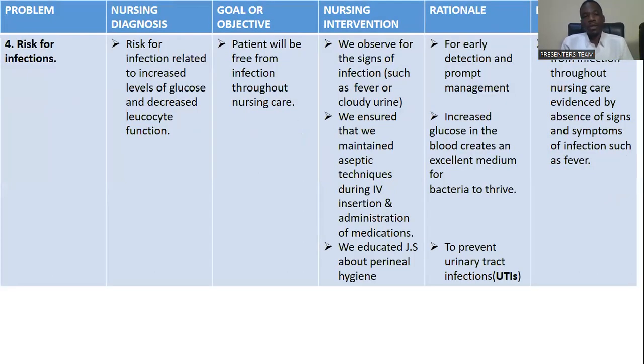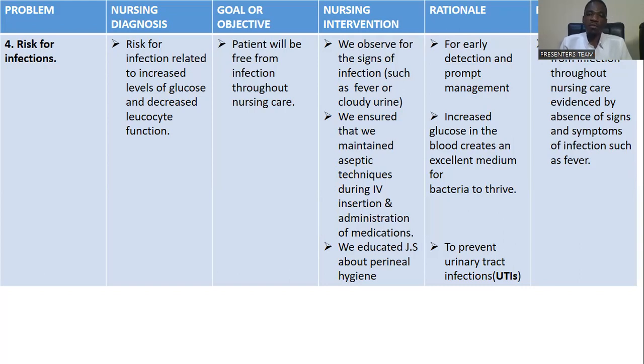Our fourth and last problem identified was risk for infections. Our nursing diagnosis, risk for infections, would be related to increased levels of glucose and decreased leukocyte function. Our objective was that the patient will be free from infection throughout nursing care. Our first intervention was we would observe for the signs of infection, such as fever, cloudy urine. Of course, our rationale would be for early detection and prompt management of the underlying condition.